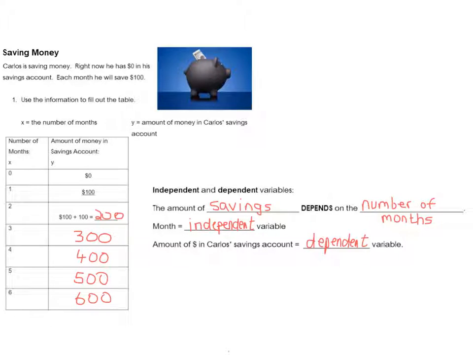All right, check out these answers. So you can see that for every month he adds another $100 to savings. So after 2 months he has 200, 3 months he has 300, 4 months he has 400, and so on. So the amount of savings depends on the number of months that he saves, right? We're changing this number, and then we're watching how this number changes.